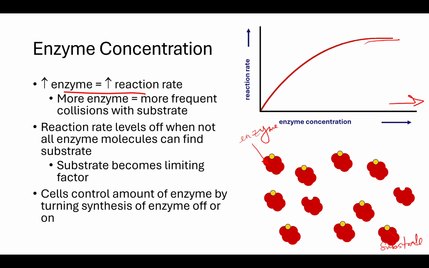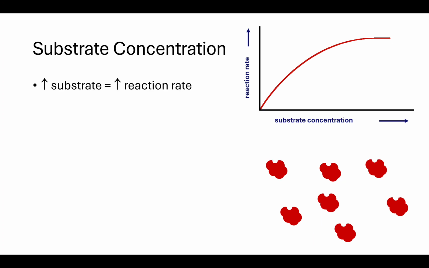So some cells, in certain cases, can control the amount of enzyme that's produced. They can do that by either synthesizing enzyme, or not choosing to synthesize an enzyme. And we'll talk about that when we talk about protein synthesis later.